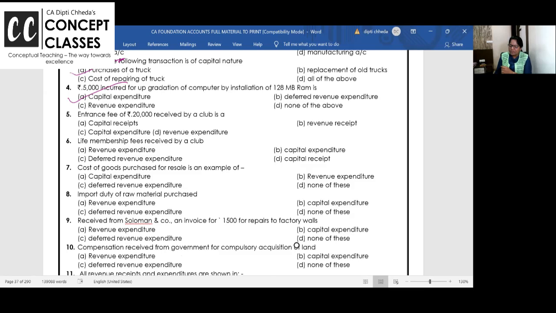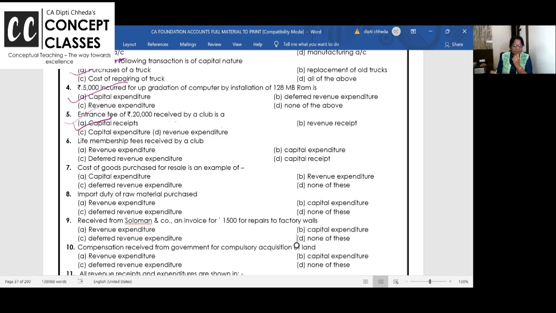Entrance fees of 20,000 received by a club is a capital receipt, revenue receipt, or how? So entrance fees received by a club. Okay. Entrance fees is received generally only once. So the answer is capital receipt. You know, when you become a member, the first time you enter Club Mahindra and all, you need to pay 5 lakh, 10 lakhs according to the package. Then annual, whatever subscription you pay, they take it as their income. But entrance fees will be capitalized.